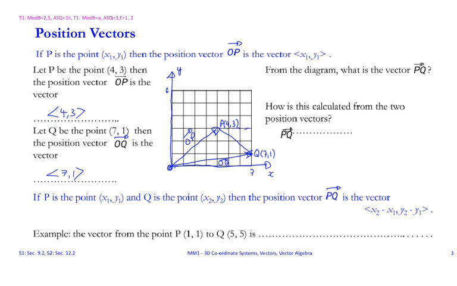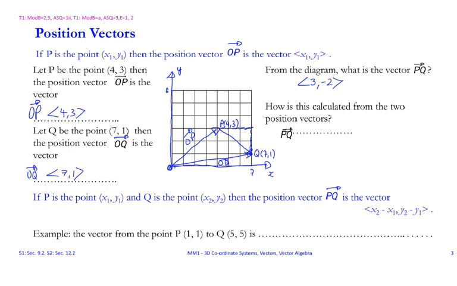3, minus 2. Are you sure it's 3? 3, minus 2, because you're going across 3 and down 2. But if you want to calculate this from these two vectors, how would you do it? Or even from these 2 points?